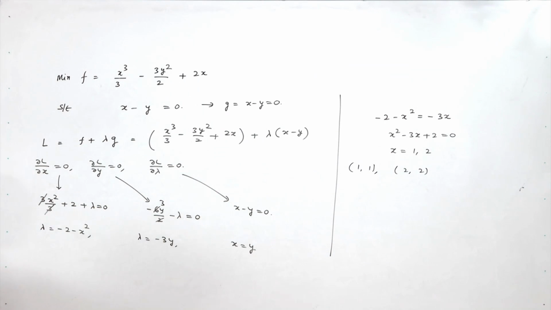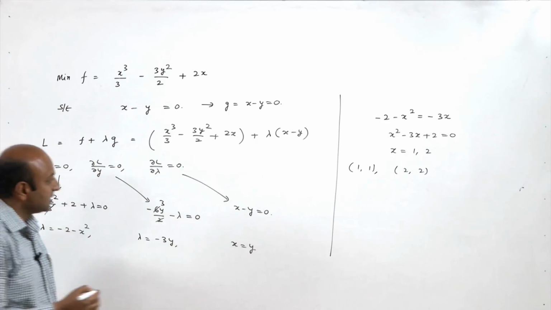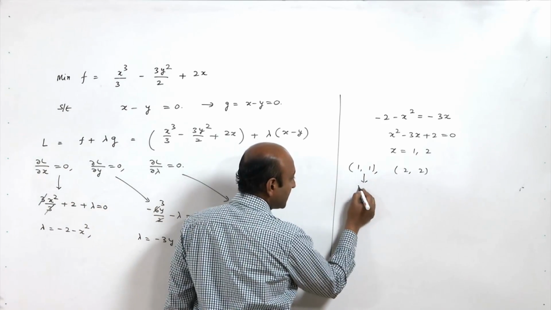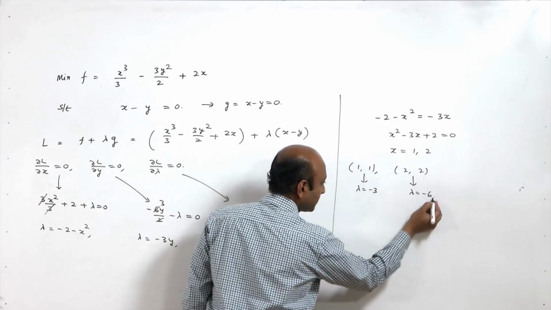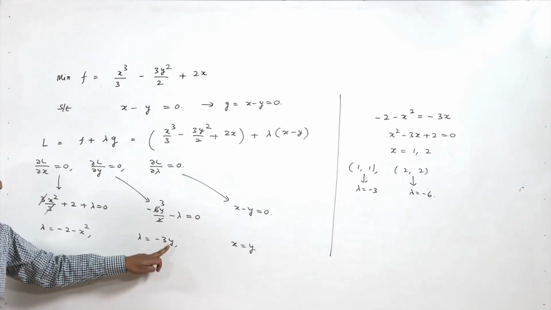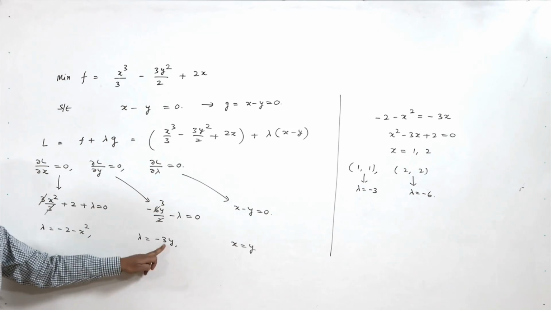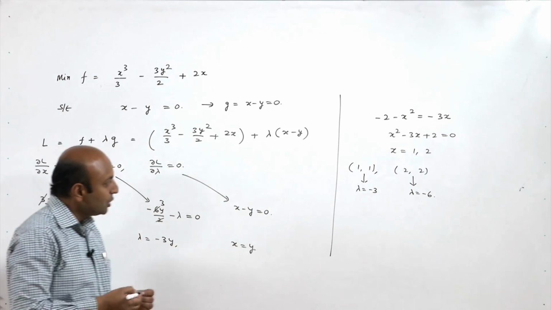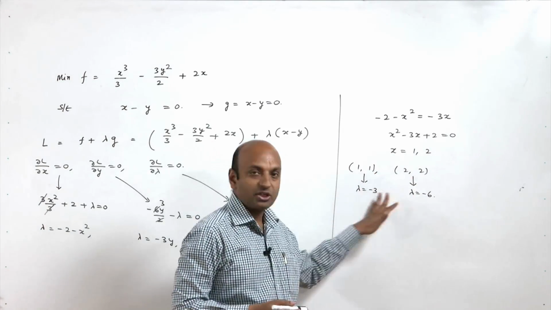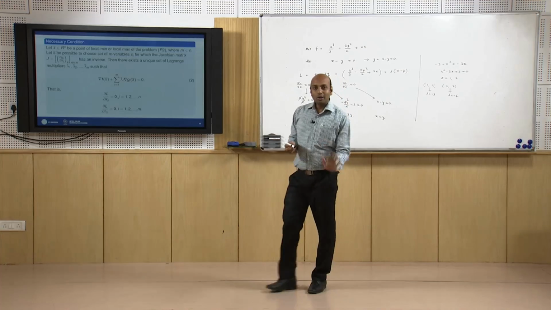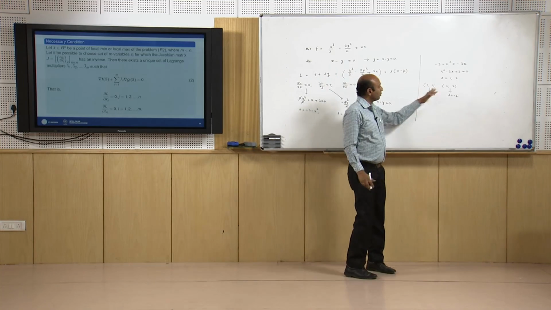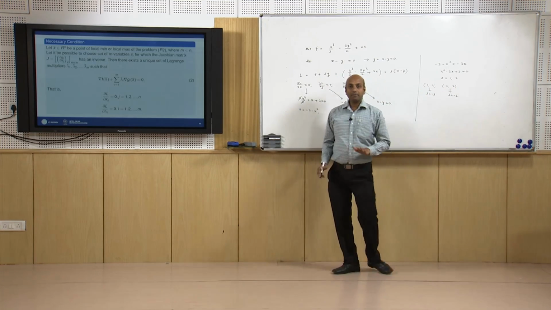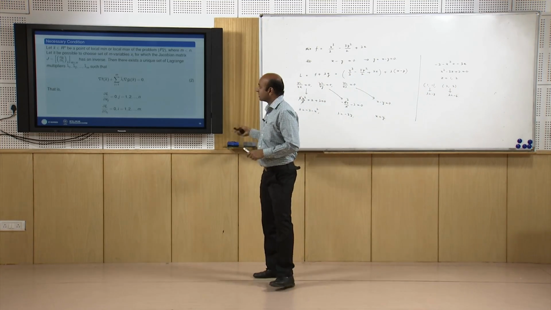And when x is 1 or y is 1, lambda is minus 3. Corresponding to this, lambda is minus 3, and corresponding to this, lambda is minus 6, because you substitute y equal to 2, so lambda is equal to minus 3. So, these are the stationary points. Now, to see which point is the point of local minima and which is the point of local maxima, we will apply the sufficient condition.